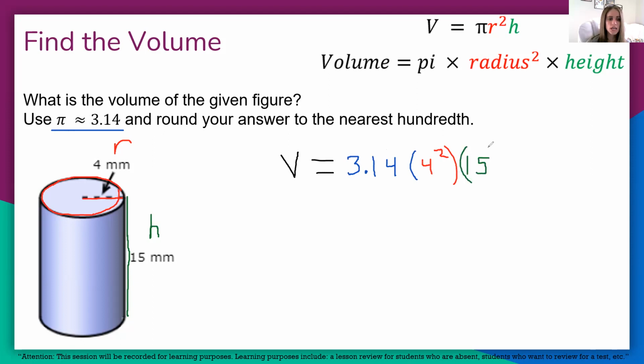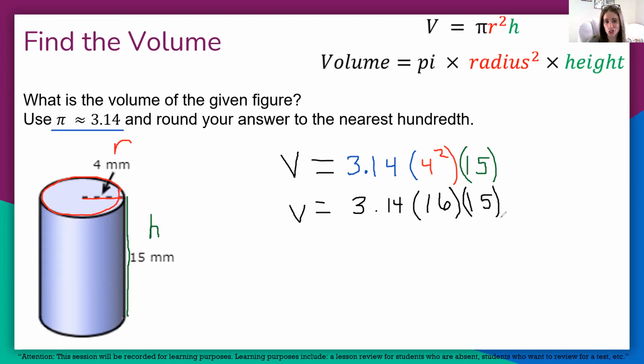Now, in this problem, we don't have pure multiplication. We have an exponent involved. Therefore, we do need to follow the order of operations and make sure we deal with our exponent first, then we can move on to multiplication. With our exponent, we have 4 squared. Remember that 4 squared means 4 times itself 2 times. So 4 times 4, which would be 16, and then that's multiplied by 15.